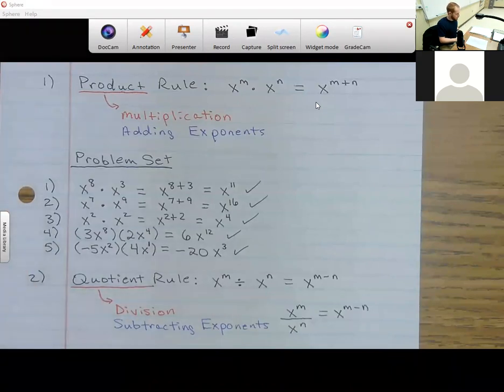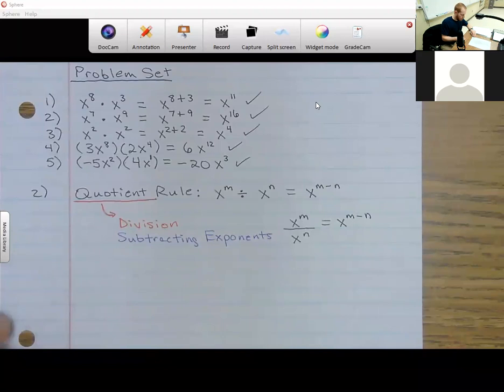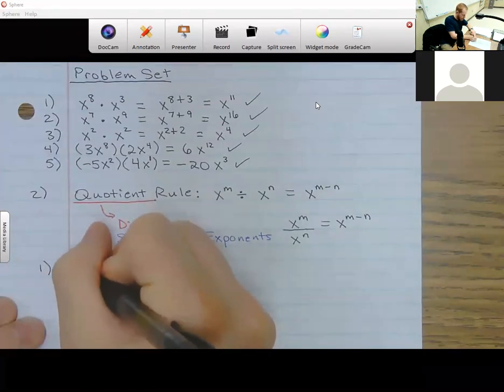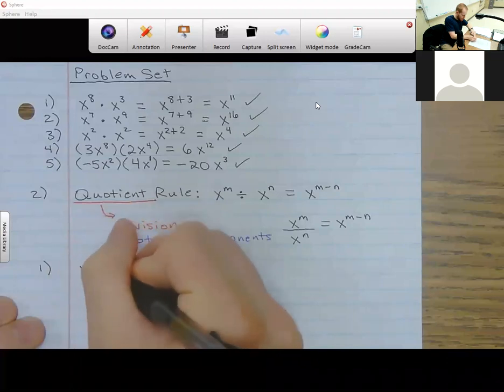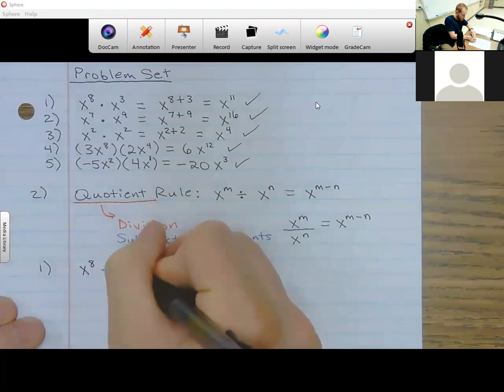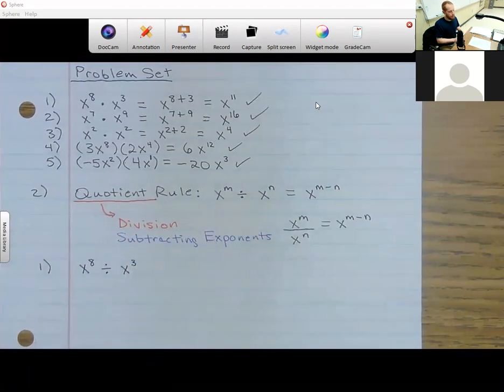Okay? Let's look at the problem set for these. We're going to do 1 through 5. So number 1 says what? X to the 8th power divided by x to the 3rd power, or x cubed. That's another way to say that.